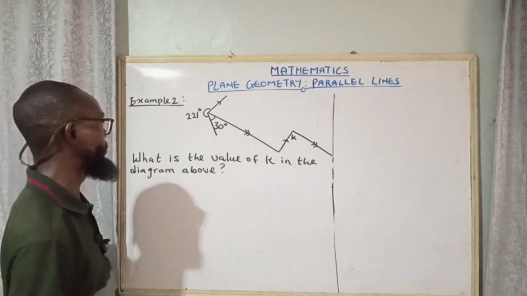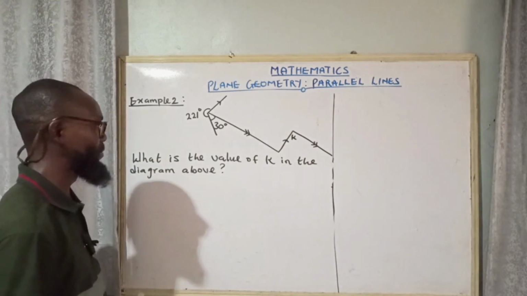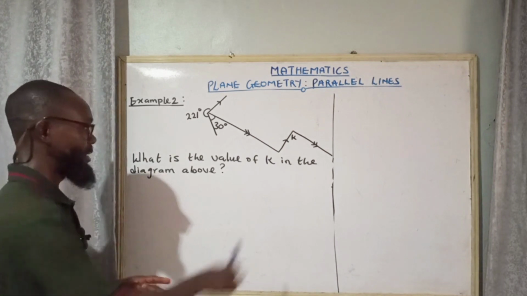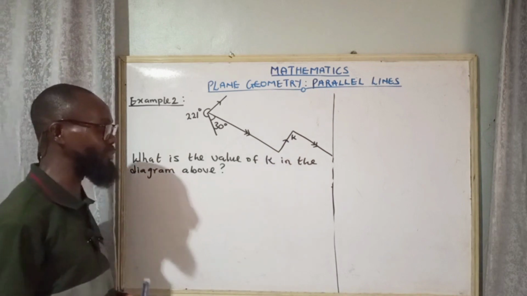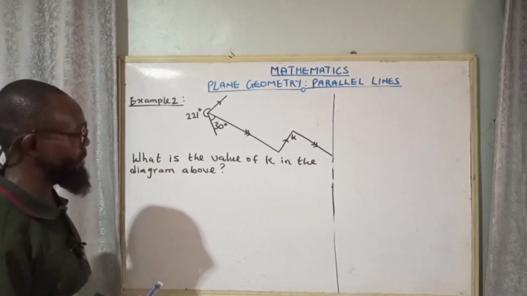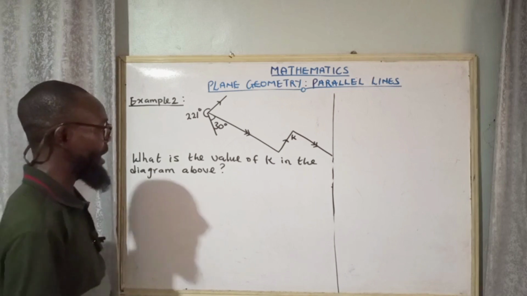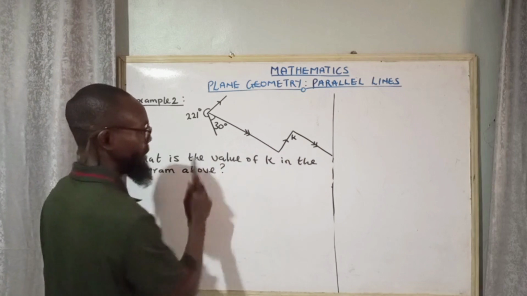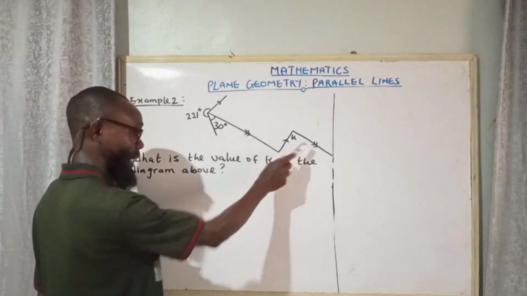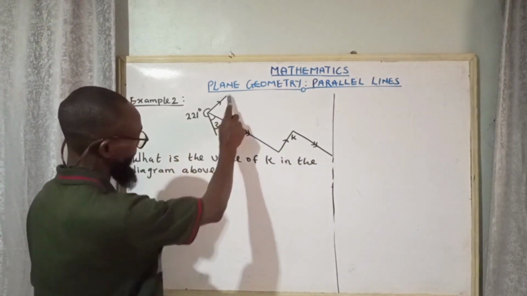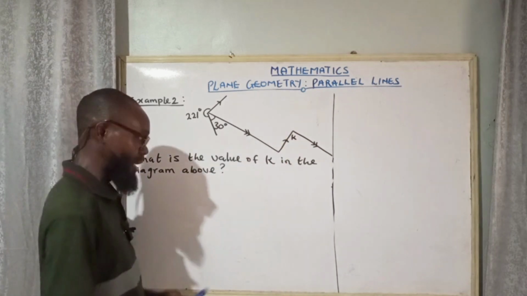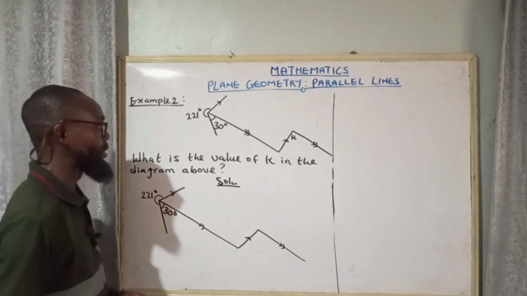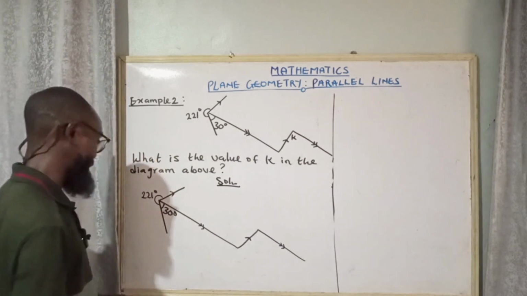Example 2. Given this diagram on the board, the question is, what is the value of K, this K, in the diagram above? Now, looking at this, we are told that this line is parallel to this line. You can see we have double parallel signs here. This line here is parallel to this line. So, let us redraw.